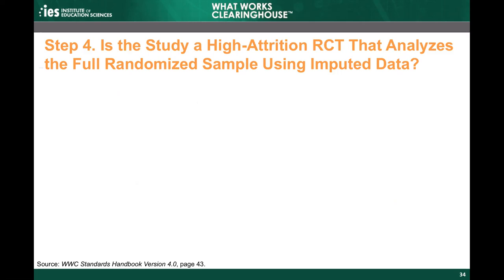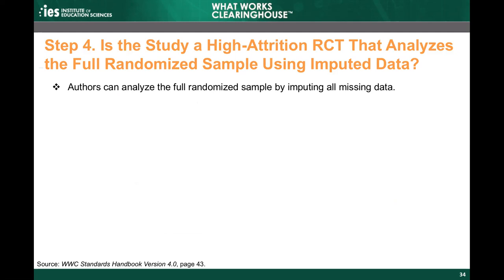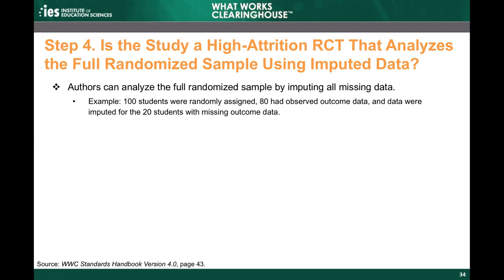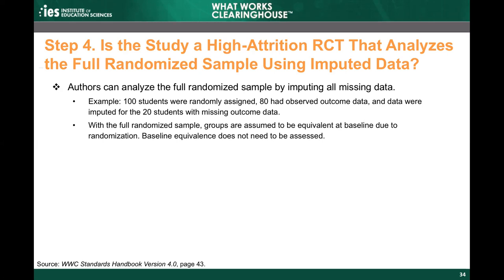Let's dig into step four, which is, is the study a high attrition RCT that analyzes the full randomized sample using imputed data? So authors can analyze the full randomized sample by imputing all missing data. One example is, if you have 100 students who were randomly assigned, 80 had observed outcome data, and data were imputed for the 20 students with missing outcome data. With the full randomized sample, the groups are assumed to be equivalent at baseline due to randomization. If we analyze the full randomized sample, then we're preserving the integrity of that randomization process. So therefore, in this case, baseline equivalence does not need to be assessed.